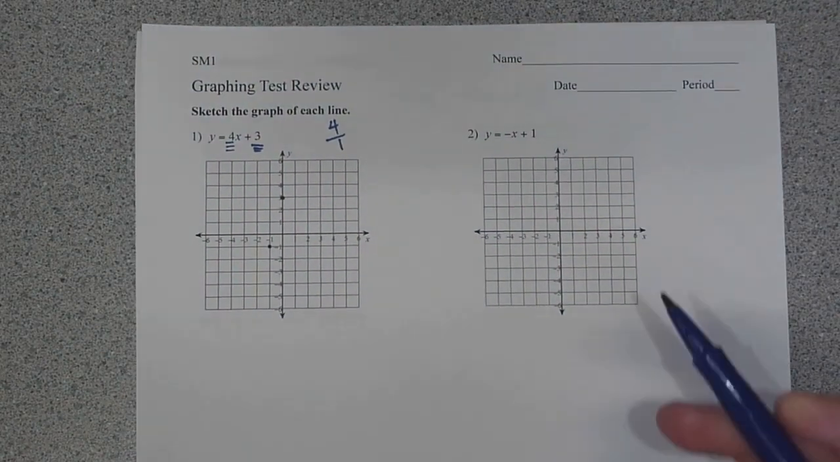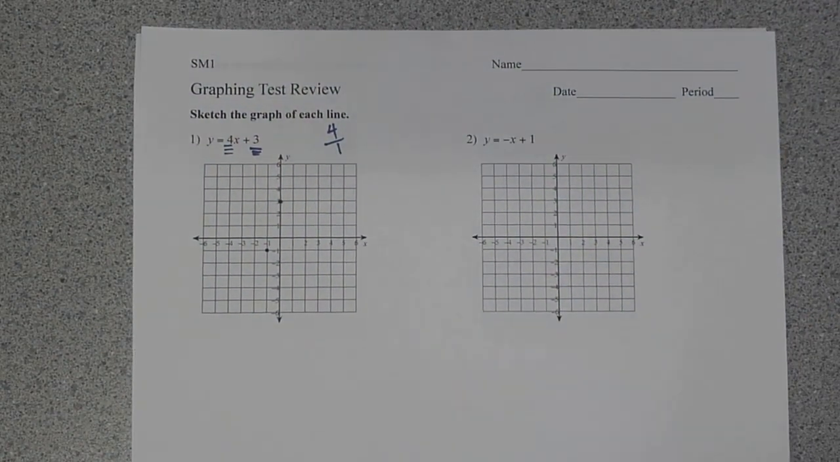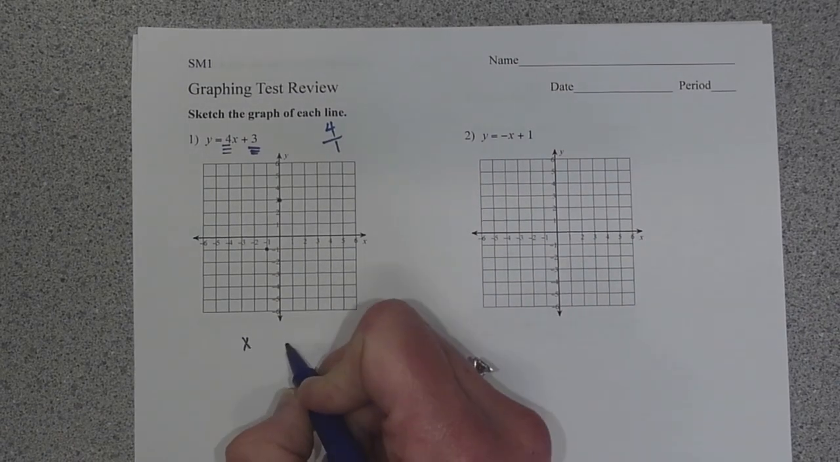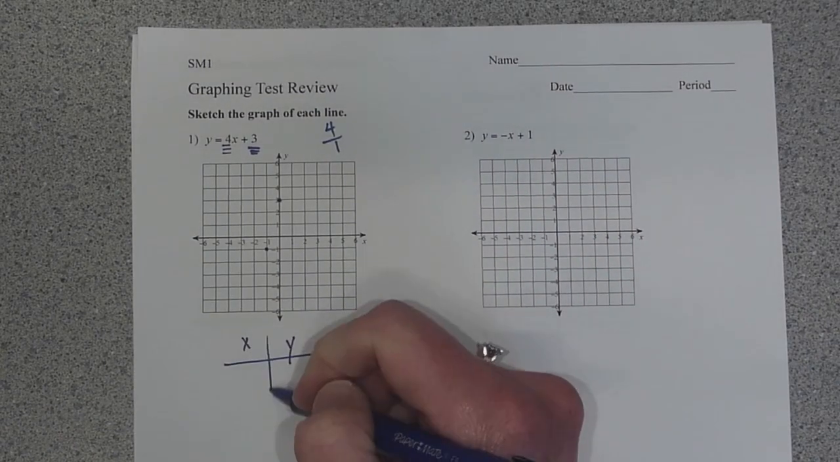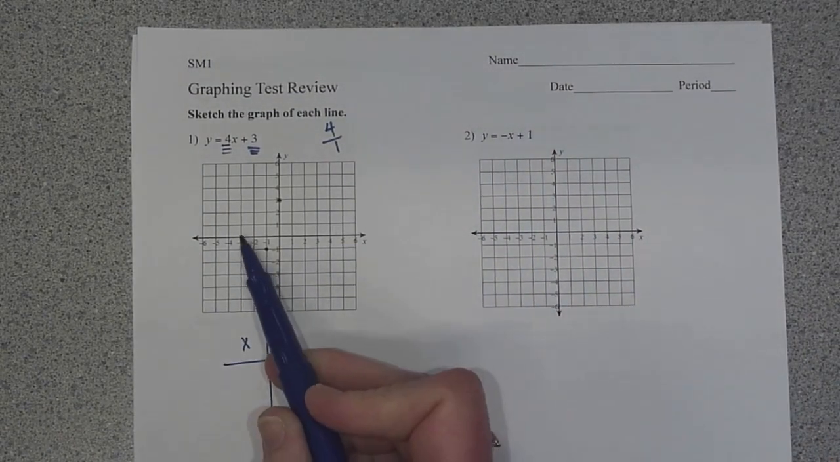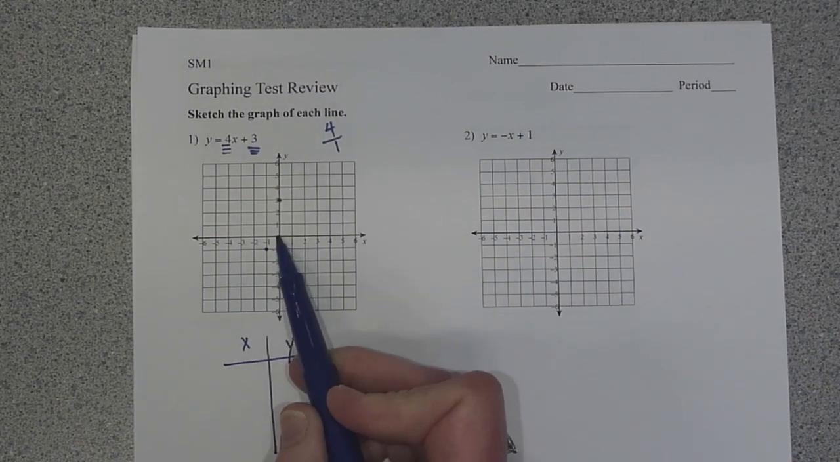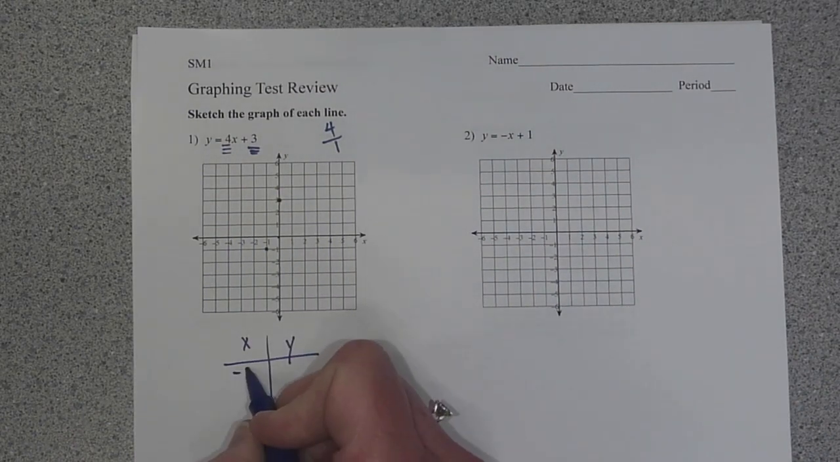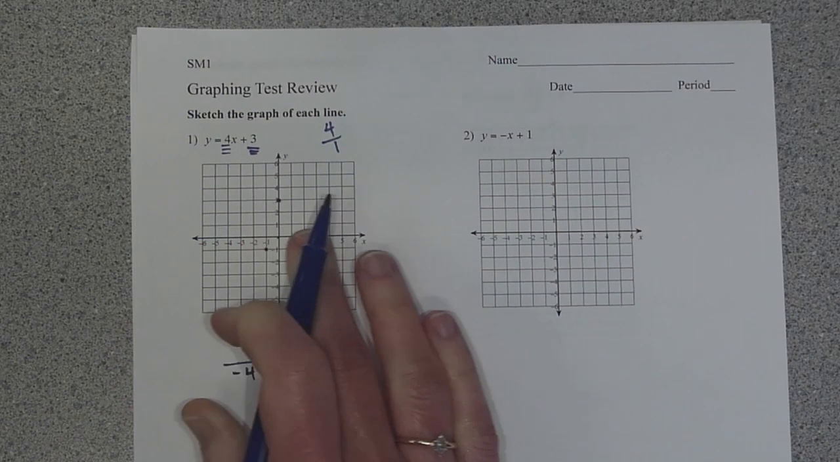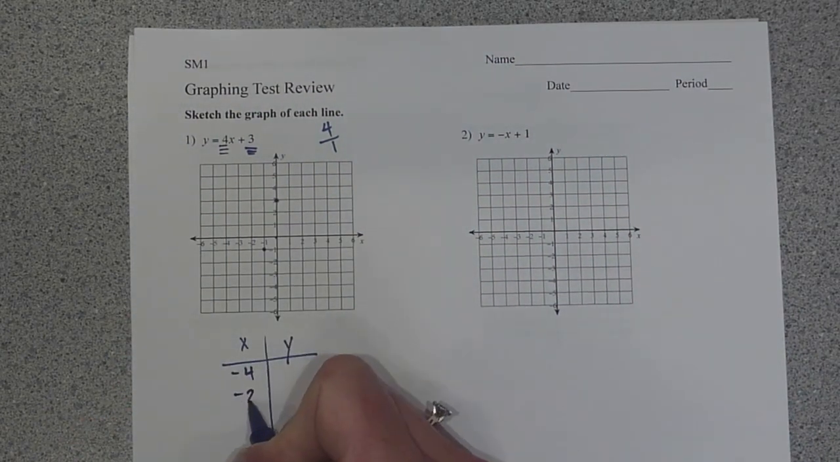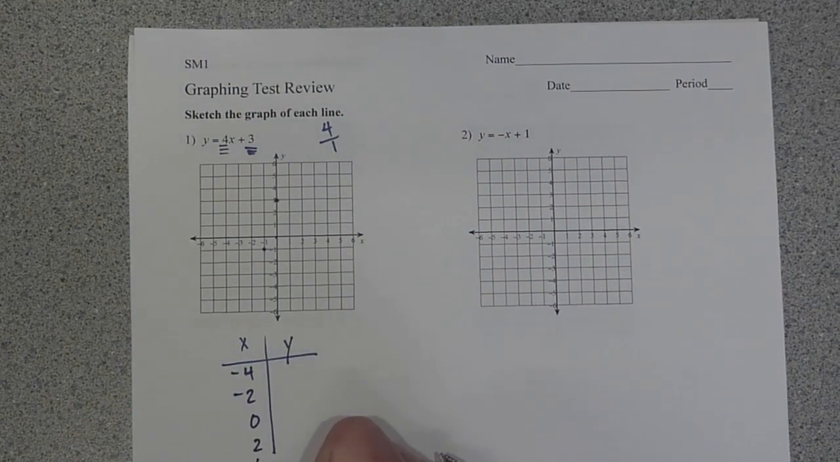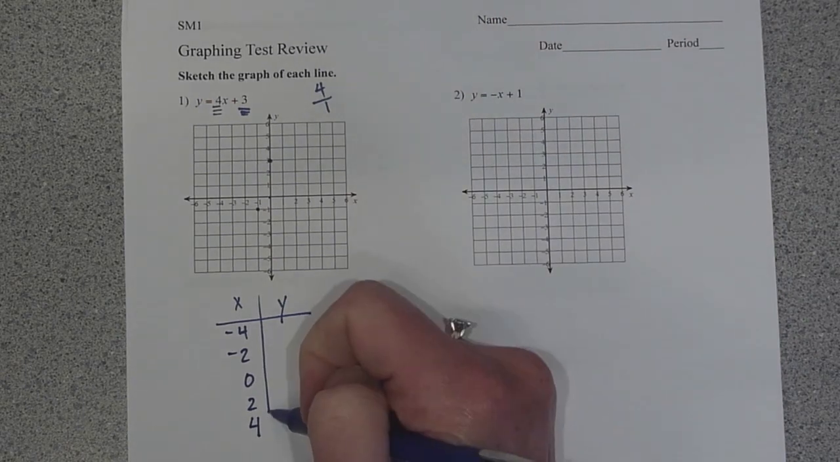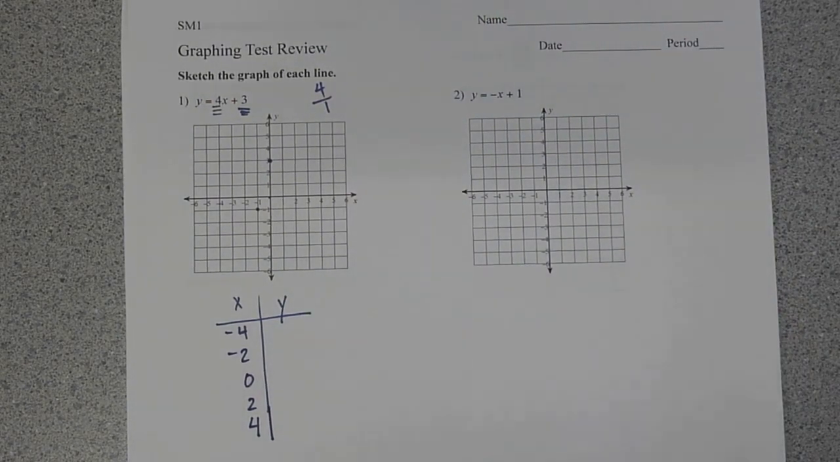But what if you need to make a table? Or what if your teacher says you have to make a table? Then you can make an XY table. I'm going to use the following x values. I'm going to do -4, -2, 0, 2, 4, okay? And that way I have a nice spread across the middle of my graph. Different teachers might use different values. This is just the way that I like to show it done.